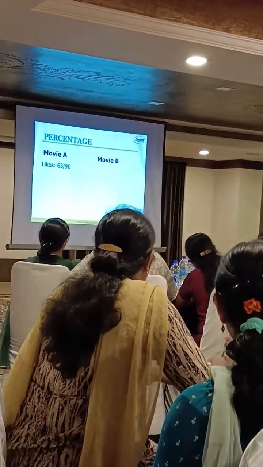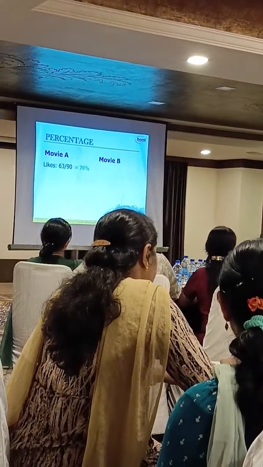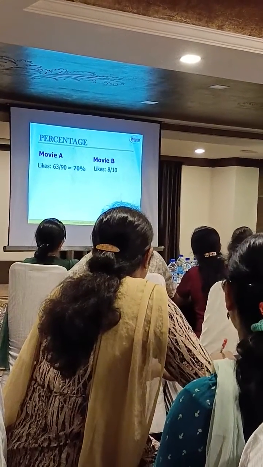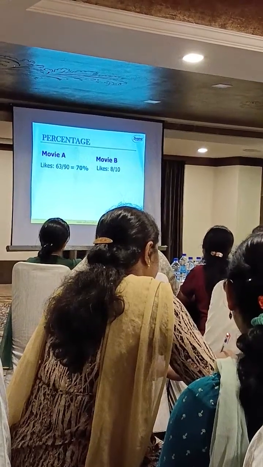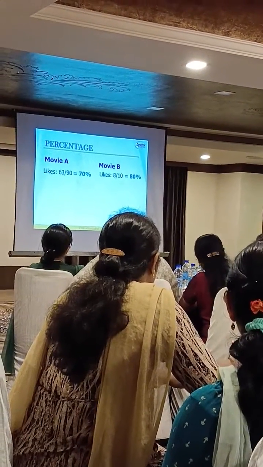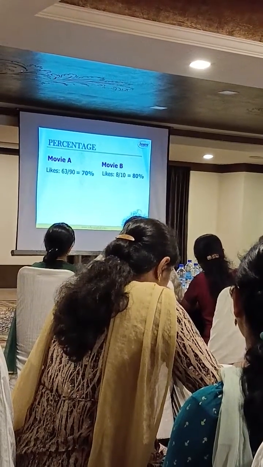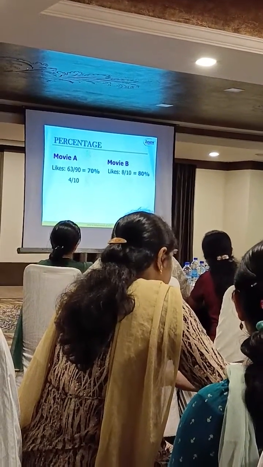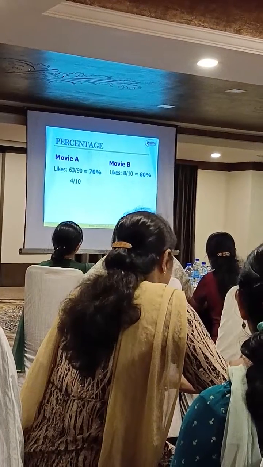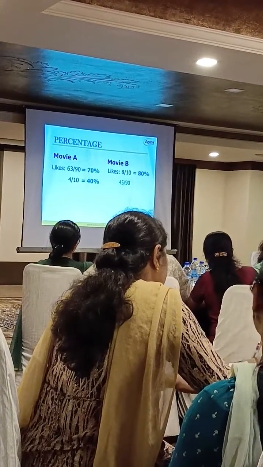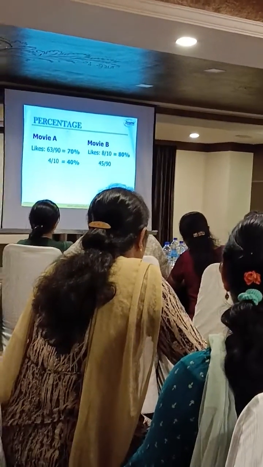What percent of people like it? 70%. Right? The movie we showed to 10 people, out of that 8 people like it. 80%. Then we take the next group of people. First, movie A we showed to 10 people, out of that 4 people like it. 40%. And the second group is shown movie B, out of 90, 45.